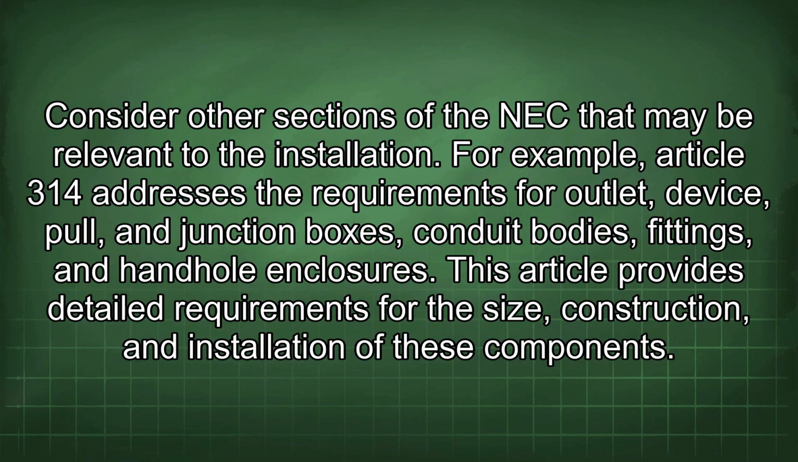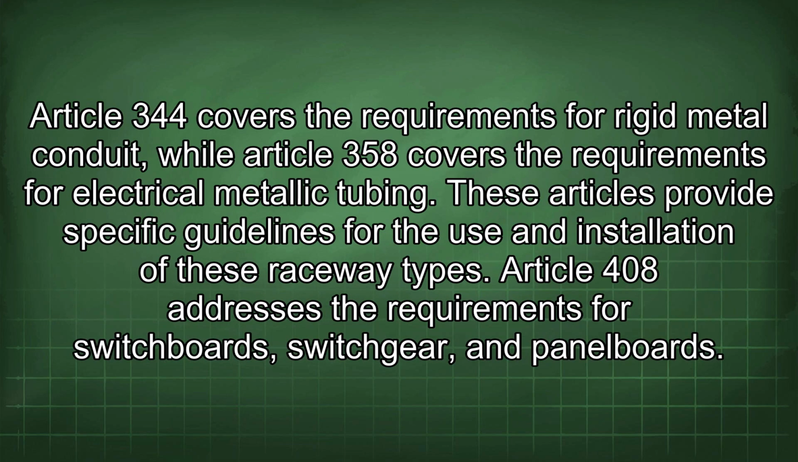Consider other sections of the NEC that may be relevant to the installation. For example, Article 314 addresses the requirements for outlet device, pull, and junction boxes, conduit bodies, fittings, and handhole enclosures. This article provides detailed requirements for the size, construction, and installation of these components. Article 344 covers the requirements for rigid metal conduit, while Article 358 covers the requirements for electrical metallic tubing. These articles provide specific guidelines for the use and installation of these raceway types.